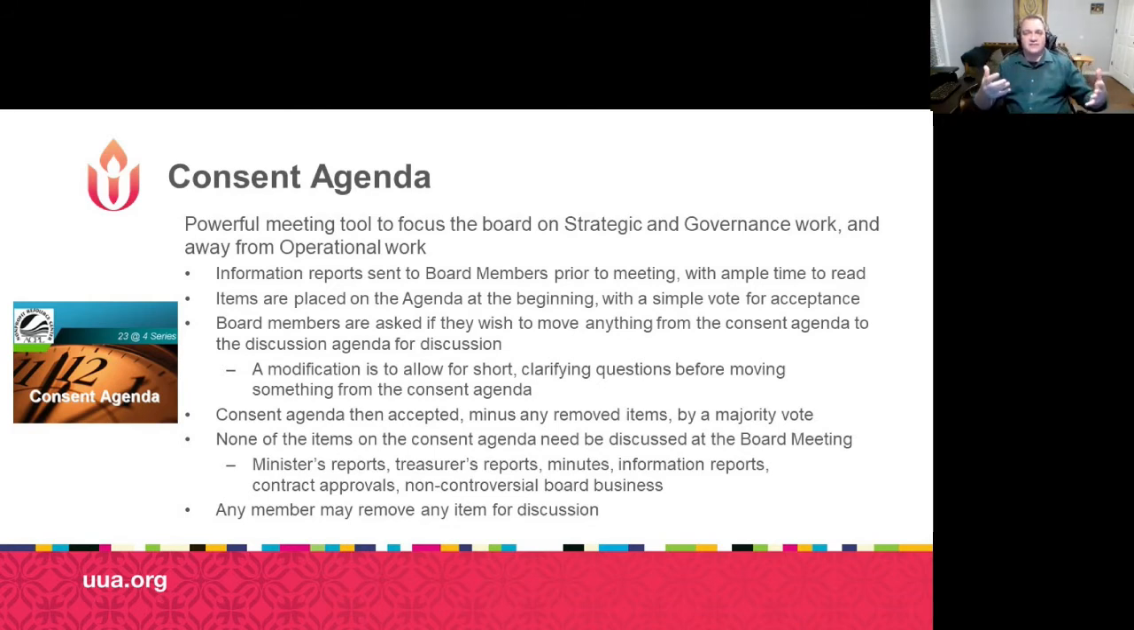The entire consent agenda. If there is a policy that's been written that the board's engaged with and it's in the consent agenda, when the board votes to approve the consent agenda, everything in the consent agenda is approved and entered into the minutes as approved. So the financial reports are accepted. The minister's report is accepted.